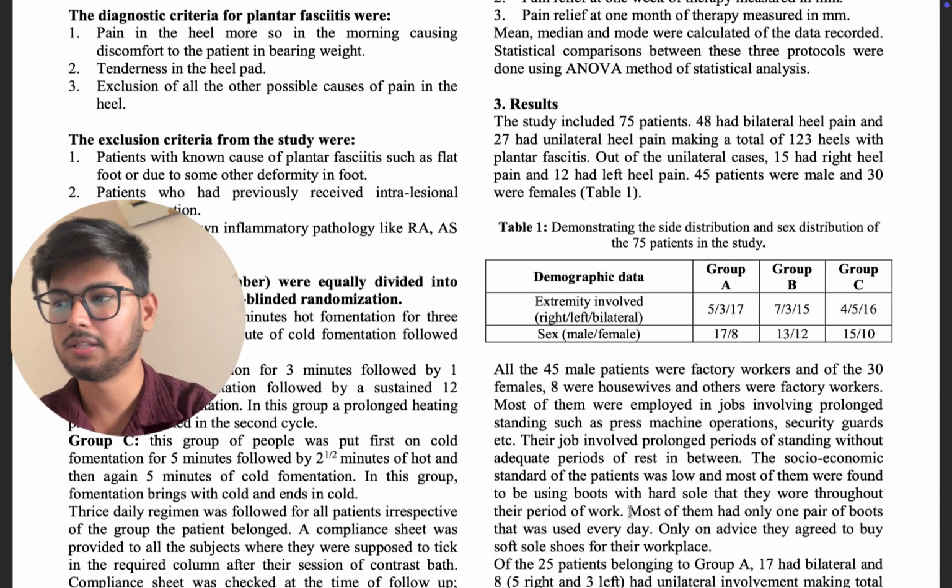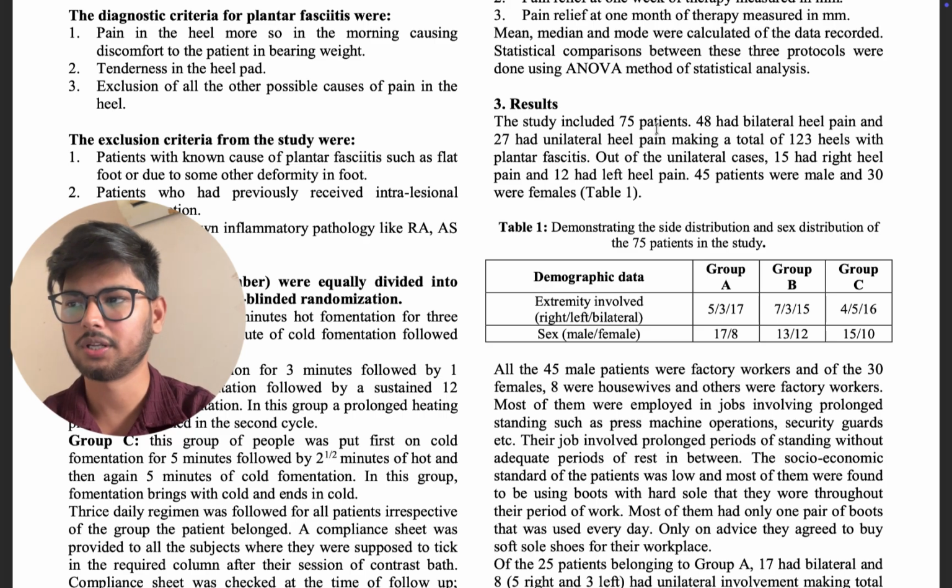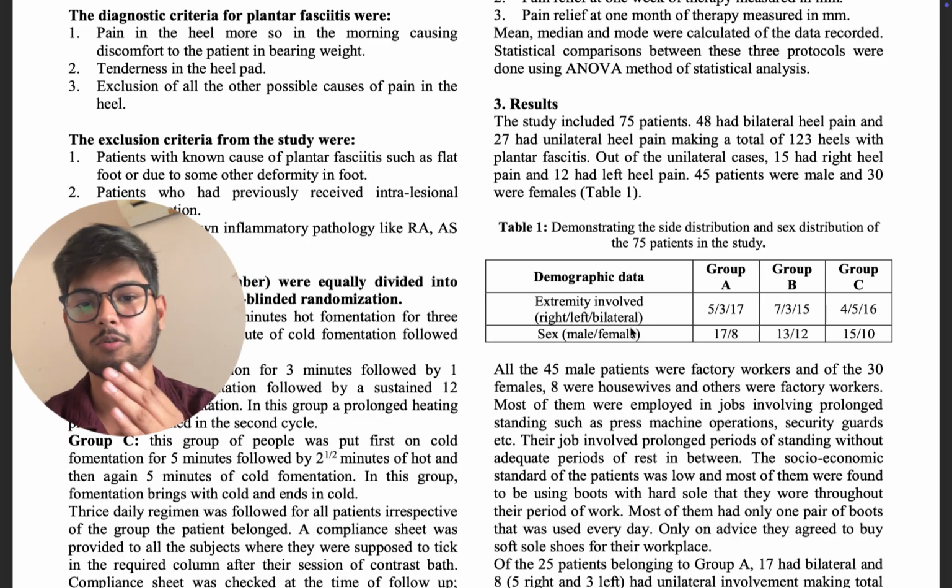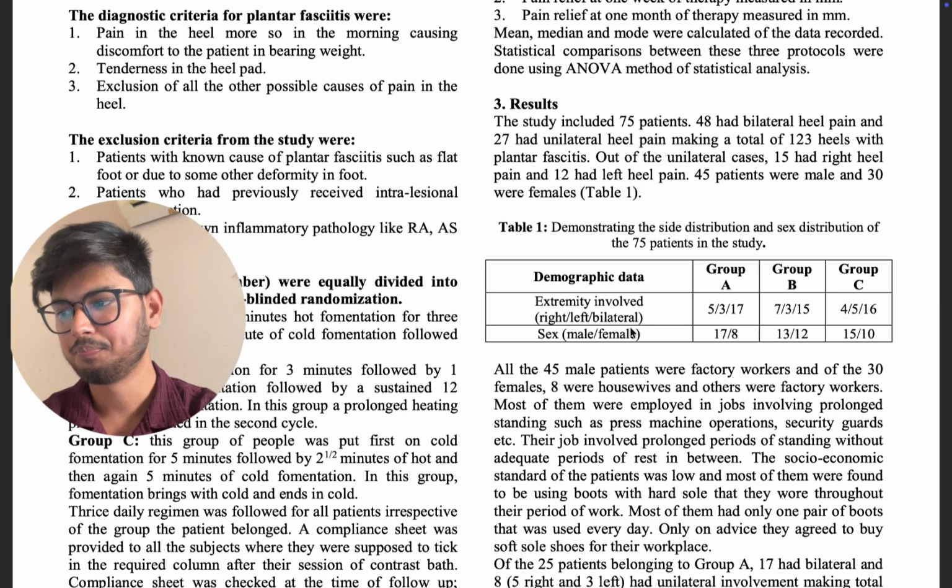As you can see, in the results they again mention 75 patients, of whom 48 had bilateral heel pain. Now they mention how many patients had a right side problem, how many a left side problem, and how many bilateral problems. So you can see the extremity involved: right, left, and bilateral. In group A, 5 were with the right, 3 with the left, and 17 with bilateral plantar fasciitis. Similarly, they have explained this for the rest of the groups.